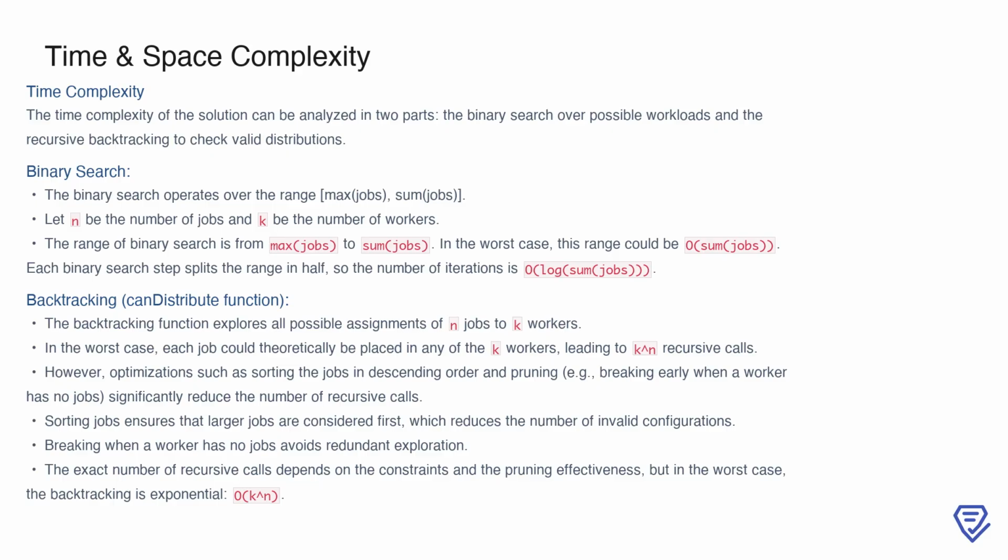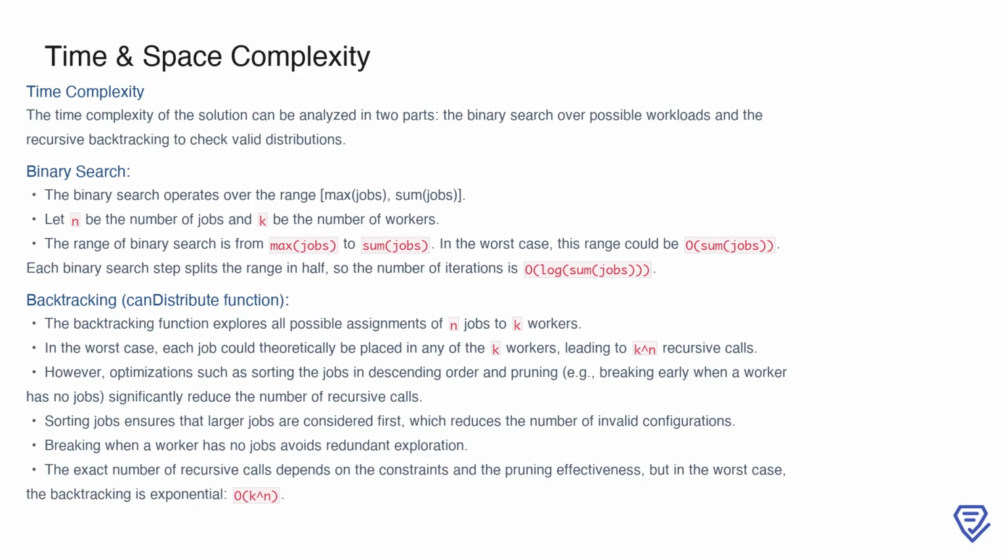Next, we have the backtracking function, referred to as canDistribute, which explores all possible ways to assign n jobs to k workers. In the worst case, this could involve k^n recursive calls, as each job could theoretically be assigned to any of the workers. However, optimizations like sorting the jobs in descending order and pruning invalid configurations, such as stopping early when a worker has no jobs, help reduce the number of recursive calls significantly by focusing only on promising distributions. Sorting the jobs ensures that larger jobs are handled first, which minimizes invalid configurations and improves efficiency.